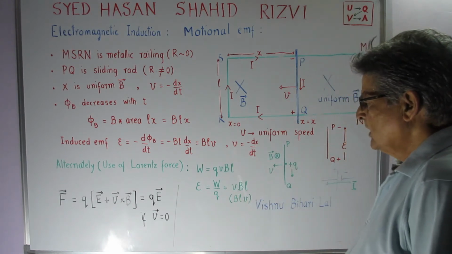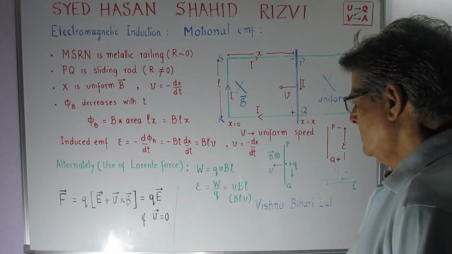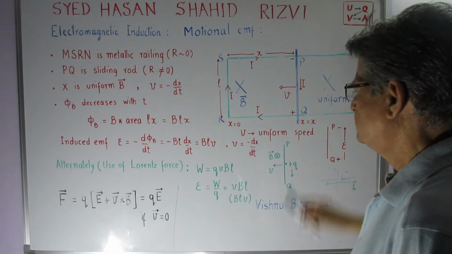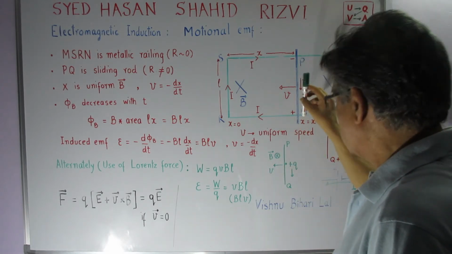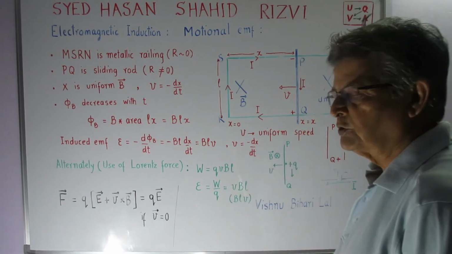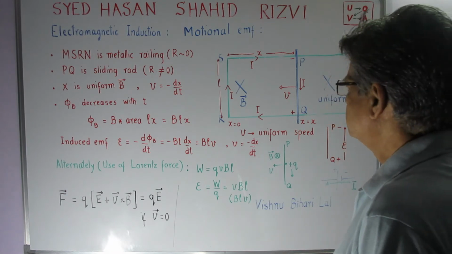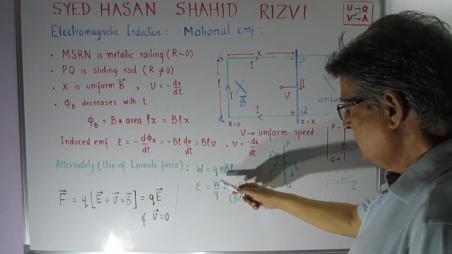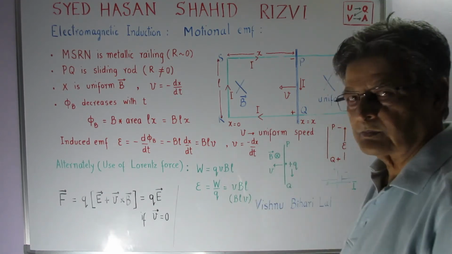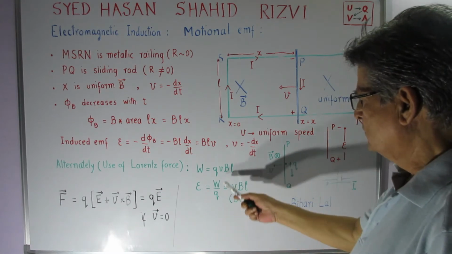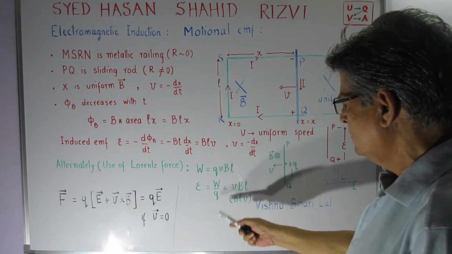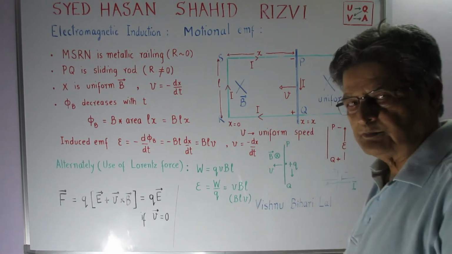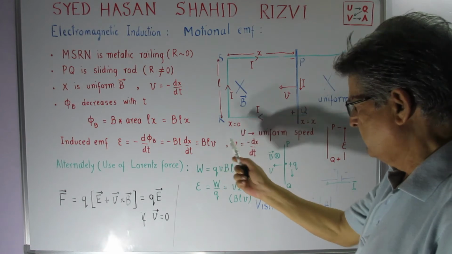Okay. The work done in moving a charge from P to Q through the length L becomes equal to QVBL. Now EMF is defined as that work done per unit charge. So Q and Q cancel out and E becomes equal to VBL, the same as this BLV.